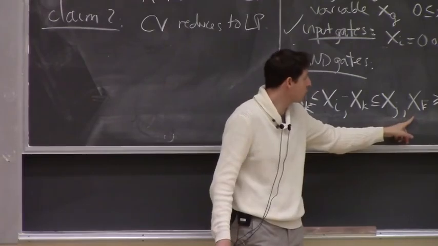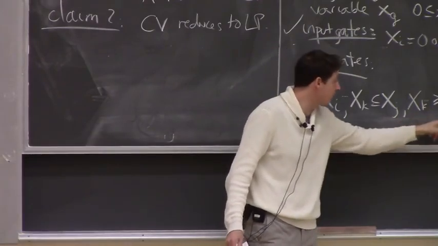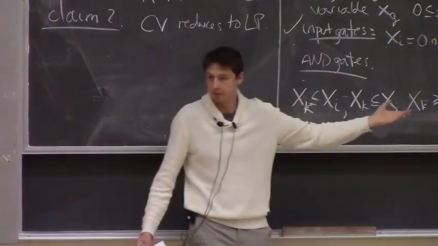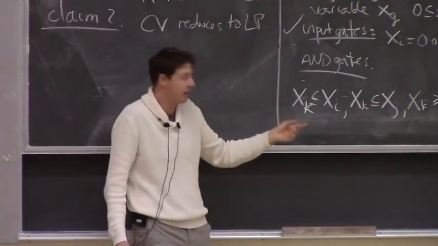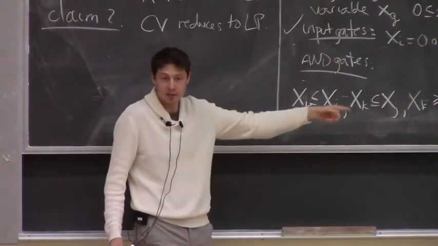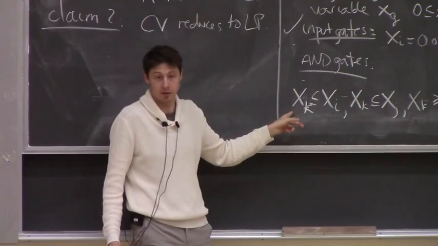Is it consistent with this one? Sure, because it says 0 is at least 0 plus 0 minus 1. Great. So 0 is the only thing that xk can be, and it is consistent with all of its constraints.